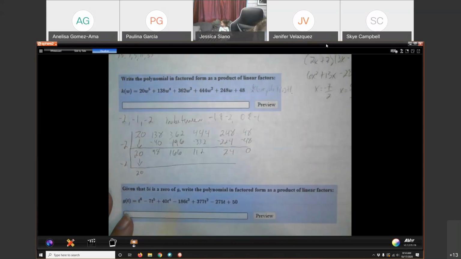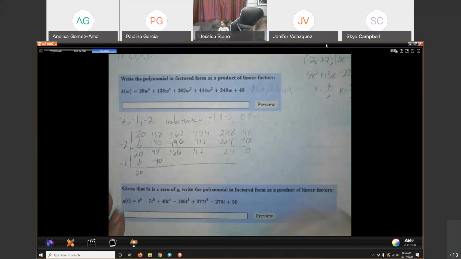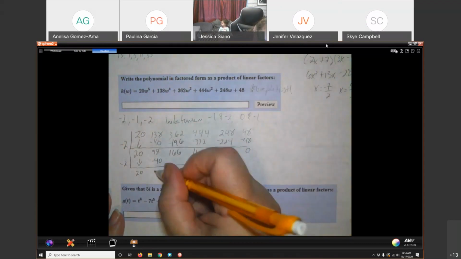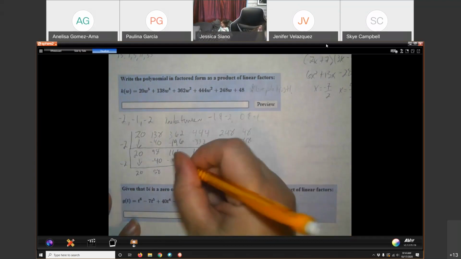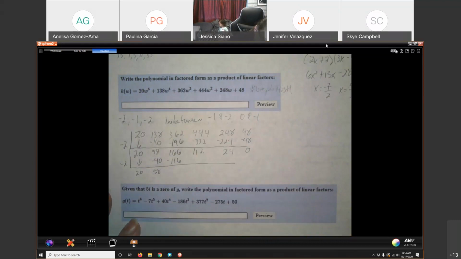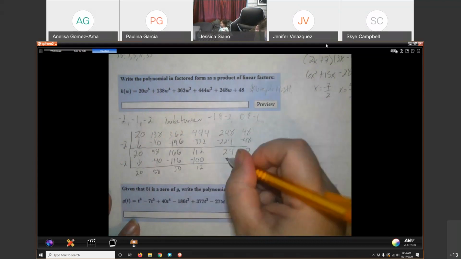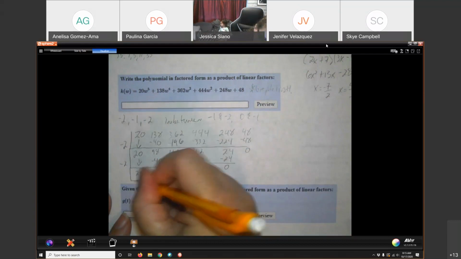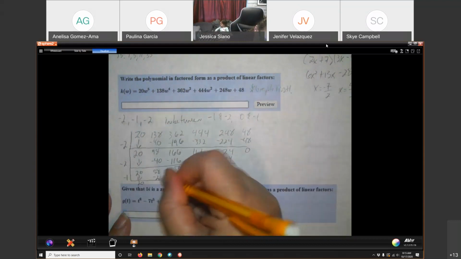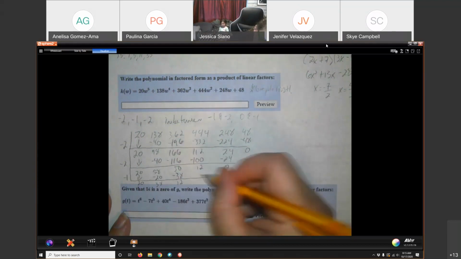That's -40. And then we add. So that's going to be 58. And then we multiply, and then we add, and then we multiply, and then we add. Now I'm also going to take out the -1. Multiply, add, multiply, add, multiply.